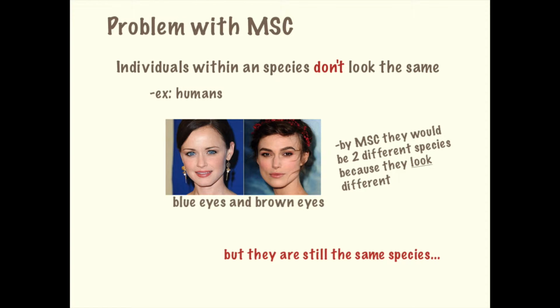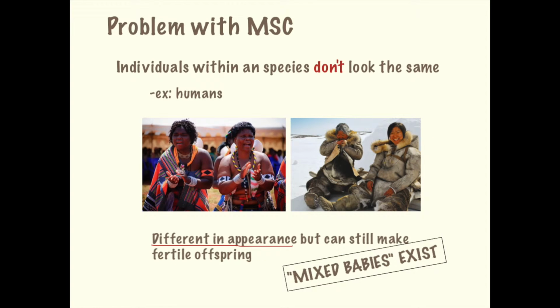The problem with the morphological species concept is that species is defined only by how individuals look, or by their appearance. The problem is that some individuals within a species don't actually look the same. For example, humans with blue eyes and humans with brown eyes. This concept wants to say that there are two different species, when in fact they are the same. Here are two groups of people: Canadian Inuit and South African tribespeople. They look different, but they can still produce fertile offspring.